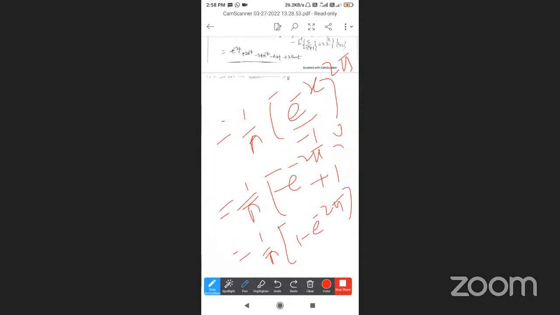Now let us take the an value. an is equal to 1 by pi, integral from 0 to 2 pi of f of x into cos nx. So an is equal to 1 by pi, integral from 0 to 2 pi, where f of x is e power of minus x, cos nx into dx.